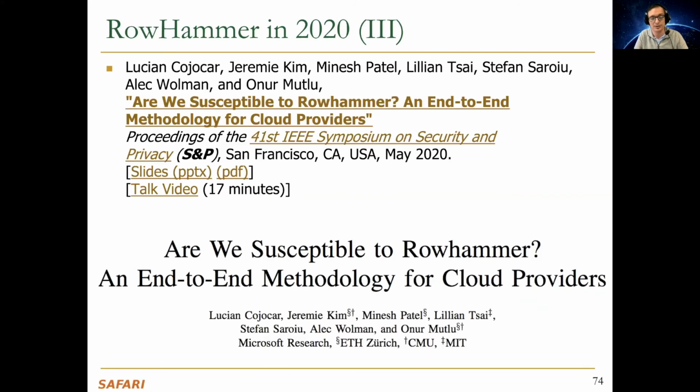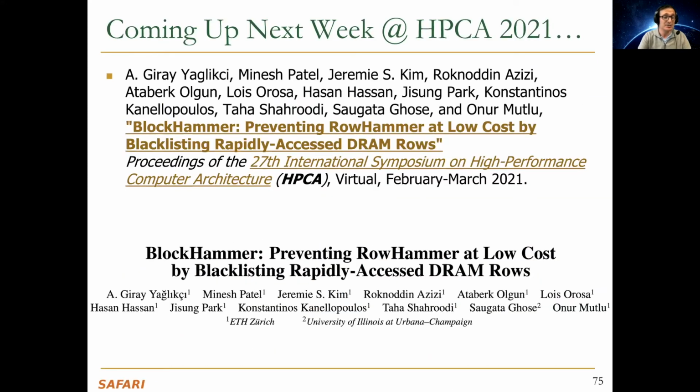Okay, and then you can also look at this paper if you're interested. And next week, we're going to present another solution to RowHammer that is based on an access counter based solution, I will say. This is a low-cost solution, maybe not as low cost as what we discussed, probabilistic adjacent row activation, but I think it's good to investigate solutions going into the future.